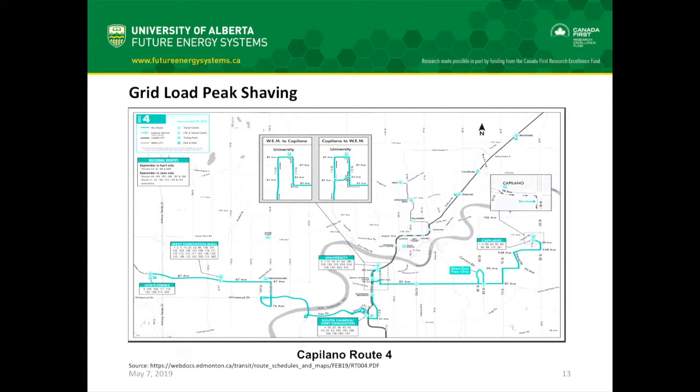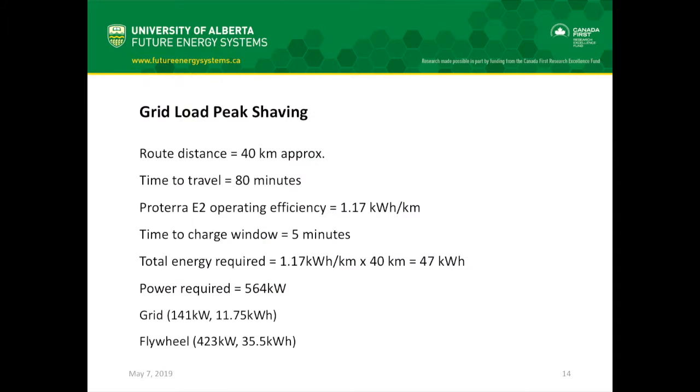So I'll give an example of how we would mitigate the load on the grid. This is the typical route 4. Most of you would be taking it to come to the university, the Capilano 4. It starts from Lewis Farms and ends at Capilano Transit Center. It is around 40 kilometers long, and the time to travel is approximately, depending upon the traffic, 80 minutes.